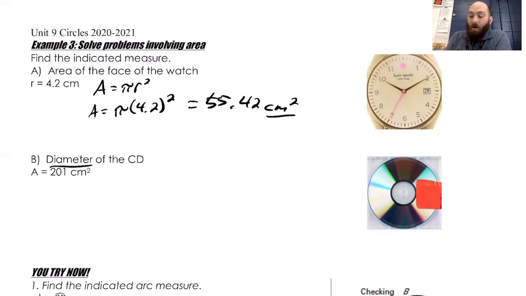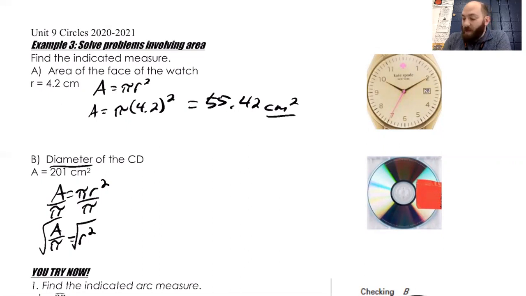B, find the diameter. So I'm going to work this one backwards. I'm going to start with the formula and rewrite a new version so I can get to r. I'm going to divide both sides by pi, so that A divided by pi is equal to r squared. And if you think back to our Pythagorean theorem, how do I get rid of a square like that? Well, I can take the square root. So the radius is equal to the square root of area divided by pi.